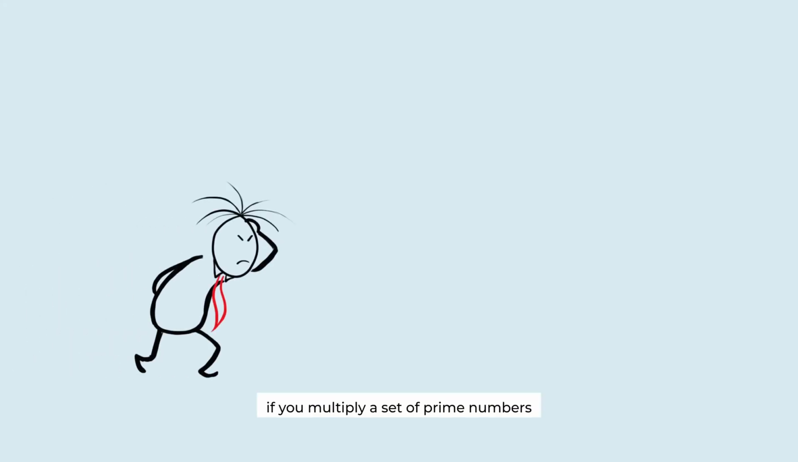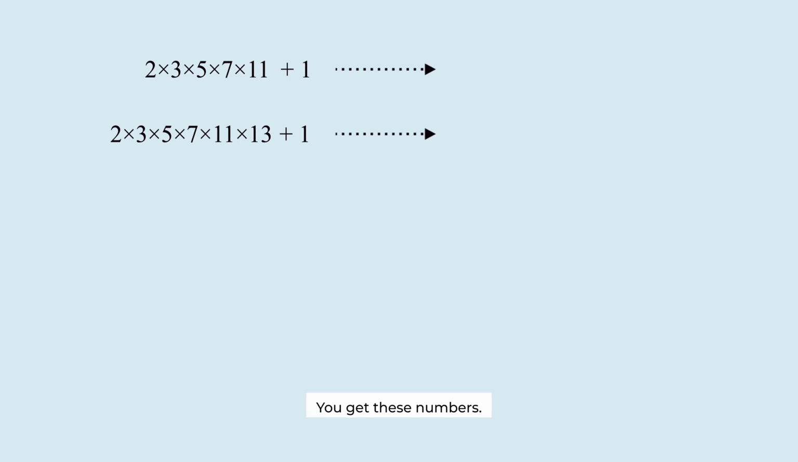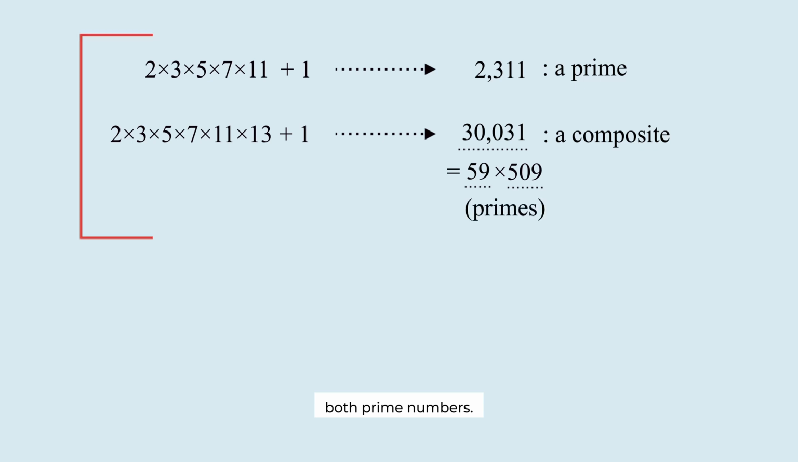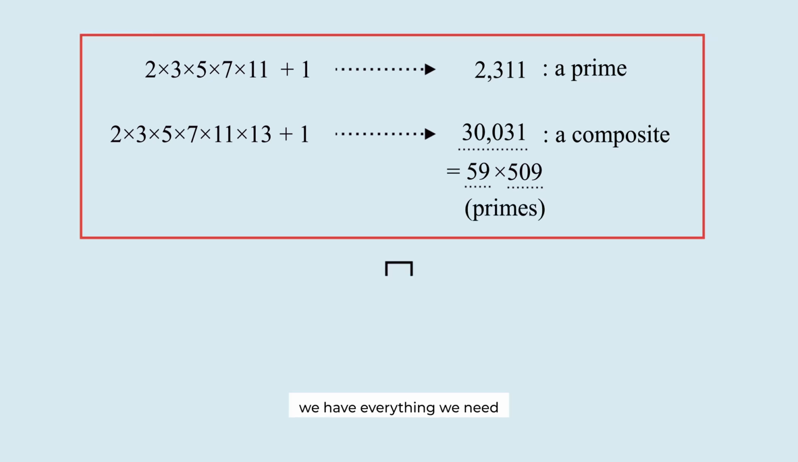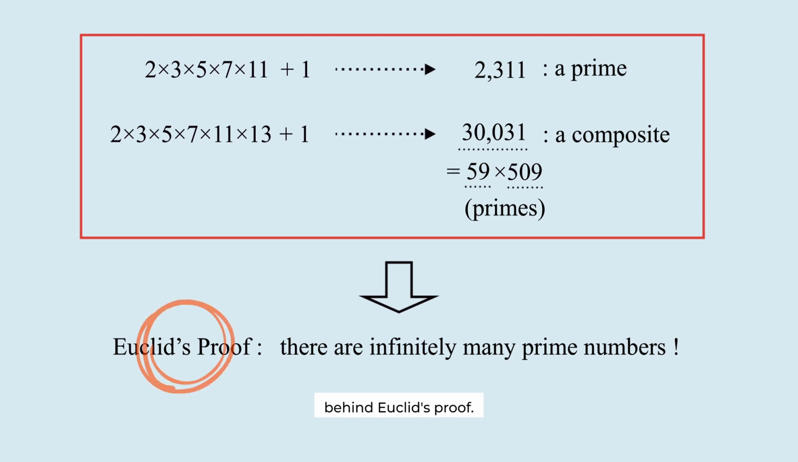What happens if you multiply a set of prime numbers and then add one? A prime or a composite number? You get these numbers. This is a new prime. This is a composite. This composite is divisible by 59 and 509, both prime numbers. With just that, we have everything we need to understand Euclid's legendary proof that there are infinitely many prime numbers. Let's math travel into the beautiful logic behind Euclid's proof.